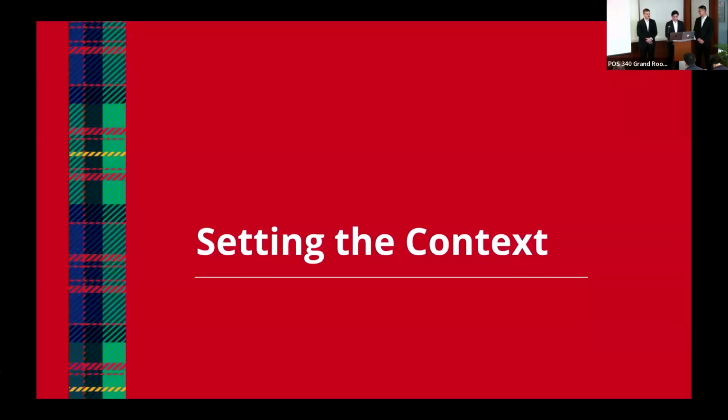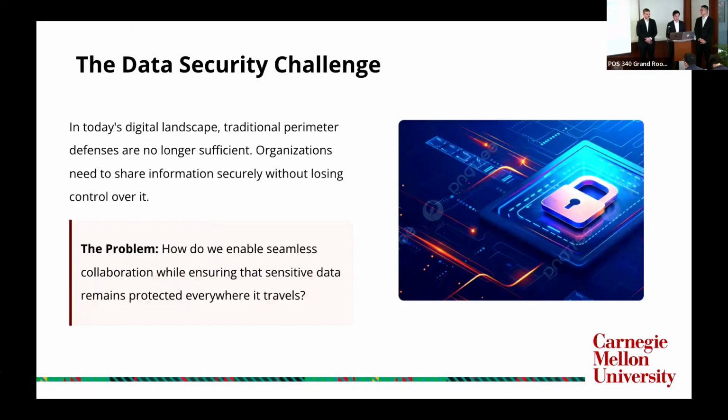So let's start with the story of how we got here today. We're gonna start with this data security challenge. In today's digital landscape, there is no big perimeter for the data. As you may know, we live in a very connected system, and data is not secure on servers anymore. It travels everywhere with the devices, with the cloud. Data goes everywhere. And the core problem is maintaining control of this data.